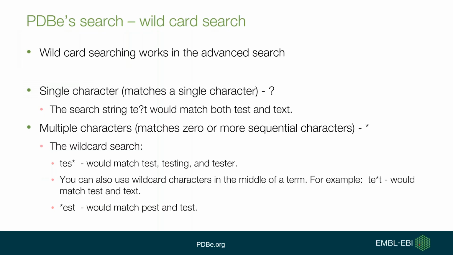While using this advanced search, we can also use wildcard expressions. So we can search using question marks and asterisks within the search. For example, we could substitute a single letter with a question mark, so this particular one here would match both test and text. And we can use a star, an asterisk, where test* would match test, testing, tester, matching multiple characters.